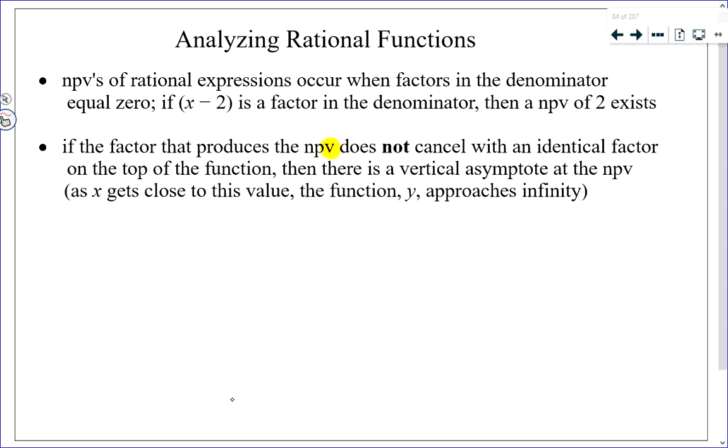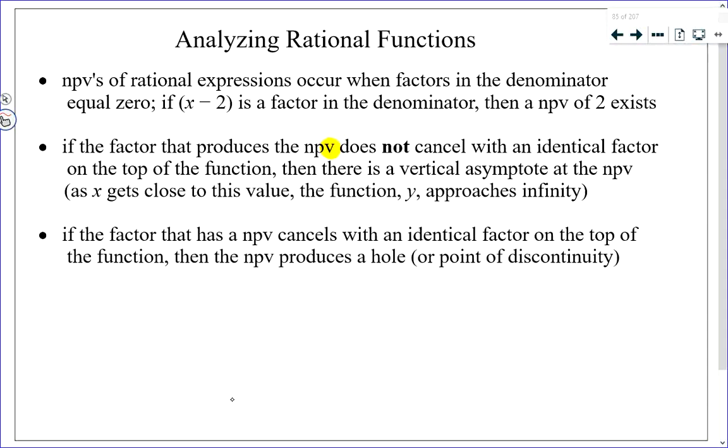If, and by the way, that should be v. I think on your handout it says something else. If the factor that has the non-permissible value does cancel, and again, I think there's a typo in your handout, if that factor does cancel with an identical factor, then you will produce a hole or a point of discontinuity.